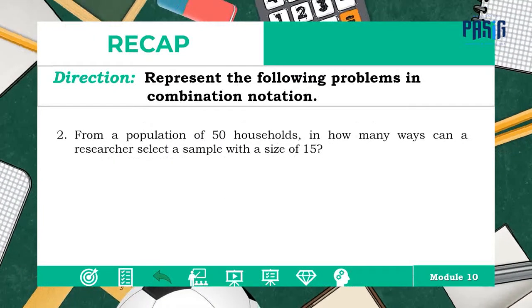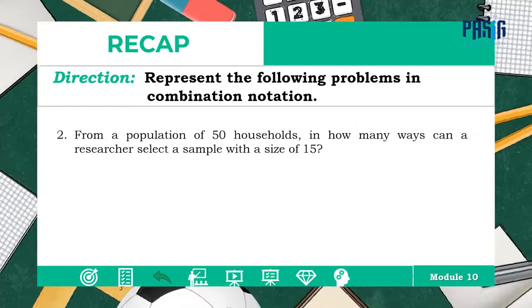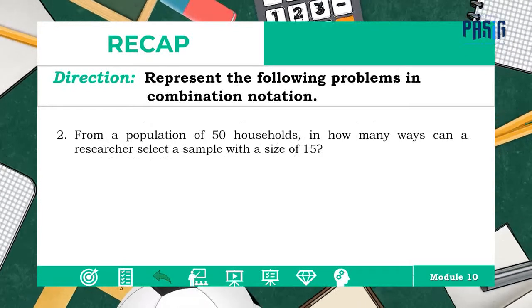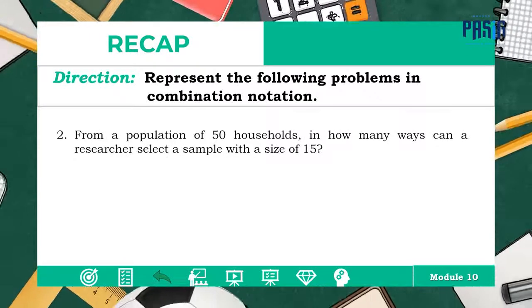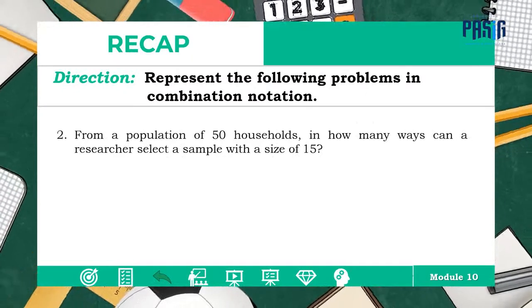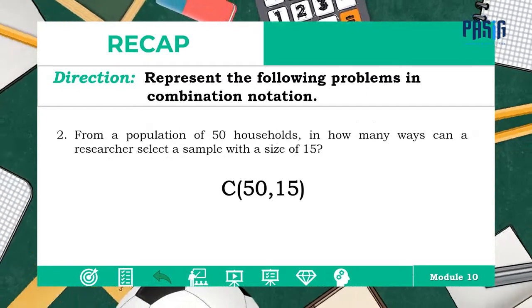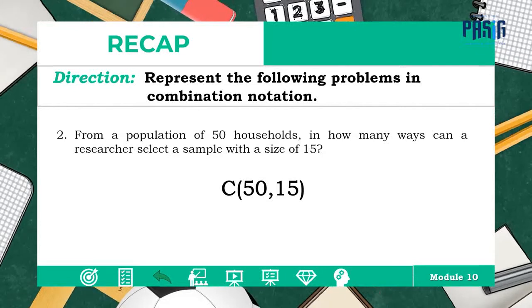Number 2. From a population of 50 households, in how many ways can a researcher select a sample with the size of 15? Correct. The combination of 50 taken 15 at a time.